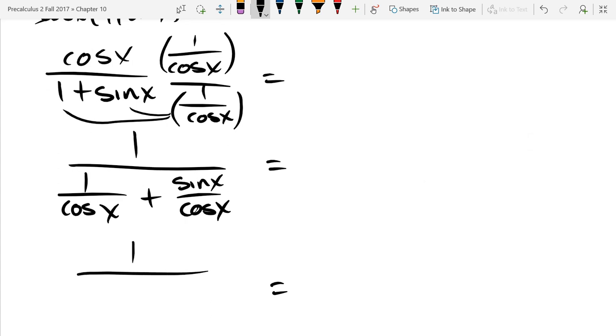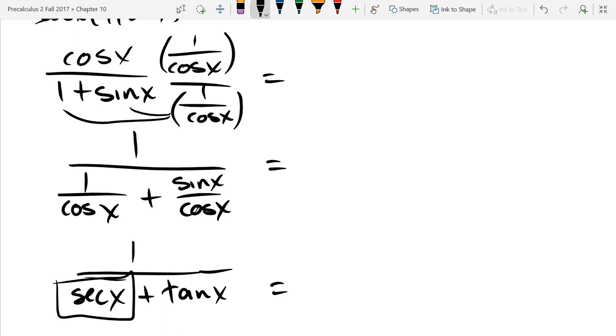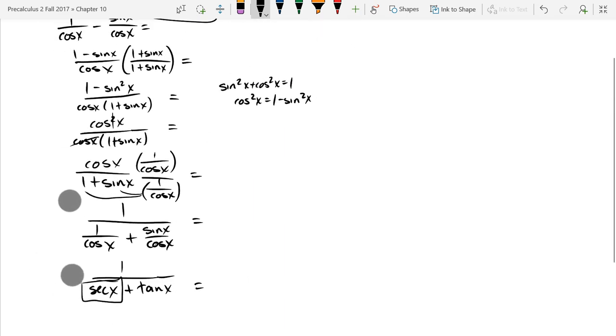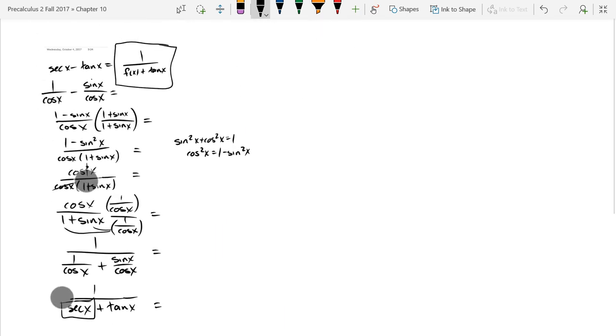Sine over cosine is tangent. That sounds familiar. And what is 1 over cosine? Almost cosecant, regular secant. So the missing piece is secant, right there. That's the little f of x that we were hunting for at the very beginning, somewhere way up there.